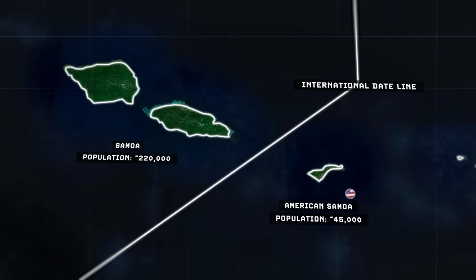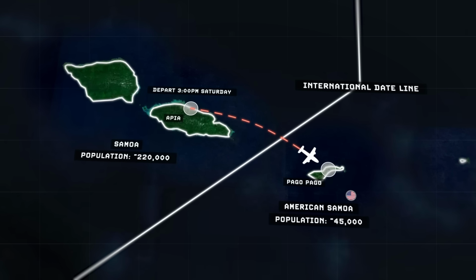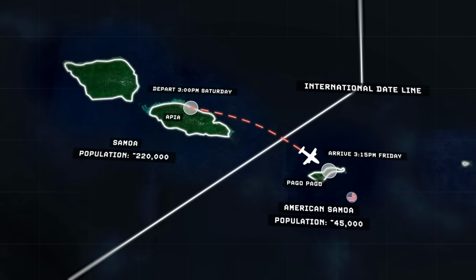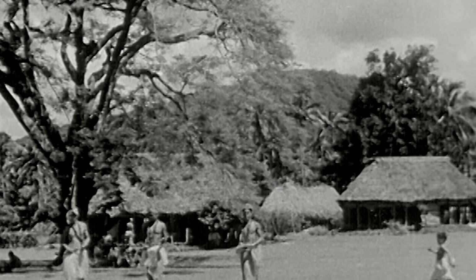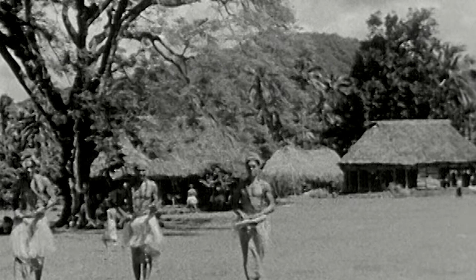Two islands that are only 120 miles away, or a 15-minute flight from each other, but which are chronologically a full 24 hours apart from each other, and are always in different calendar days. The reason why this anomaly of the international dateline exists today, as with pretty much all of the other anomalies, dates back to the 19th century in the era of Western colonization.